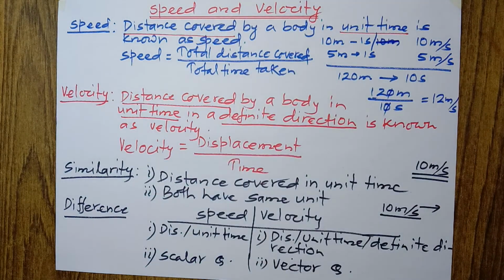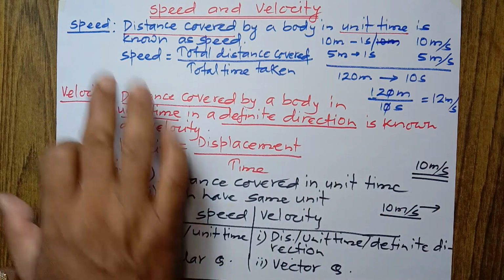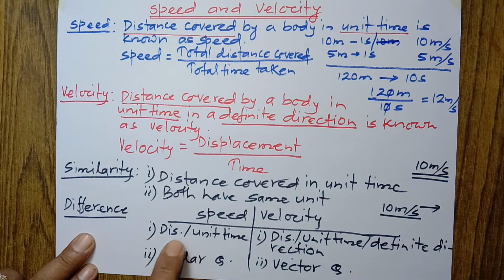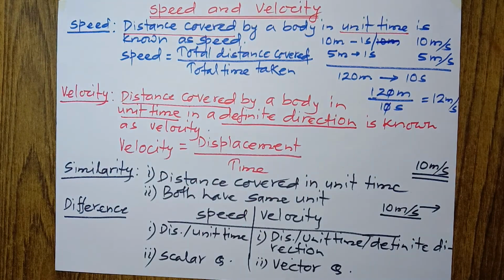These are the basic similarity and difference between speed and velocity. Just at last I want to tell you: speed is distance covered in unit time, but velocity is distance covered in unit time in a definite direction. This is a scalar quantity, this is a vector quantity. This way we can differentiate speed and velocity. Okay, this much for today.